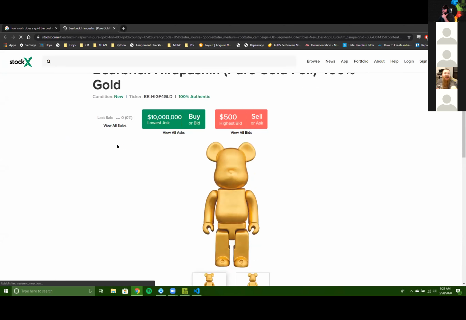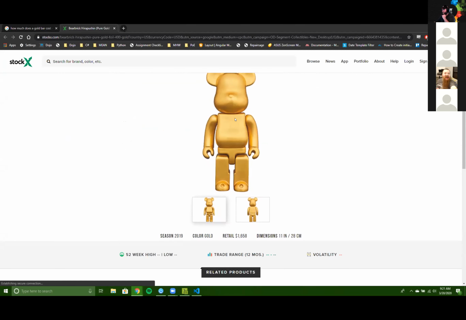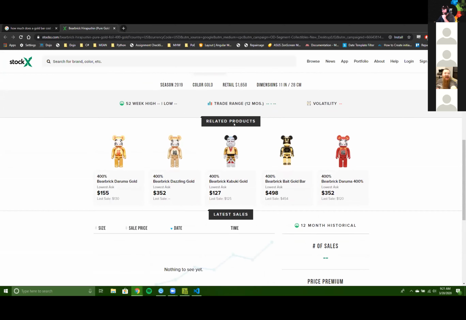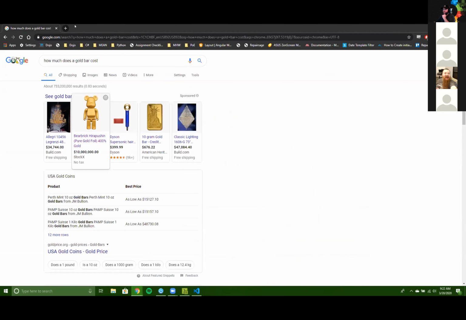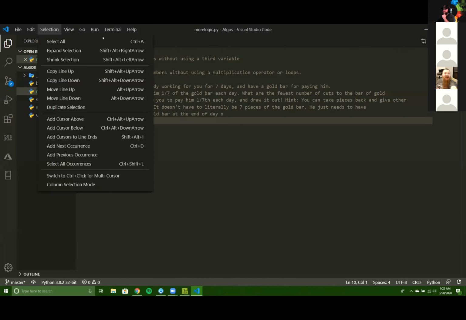What kind of sketchy site is this? The lowest ask or the highest bid? Oh, they have different ones. Interesting. That's dumb. I think it's Vietnam currency or something.